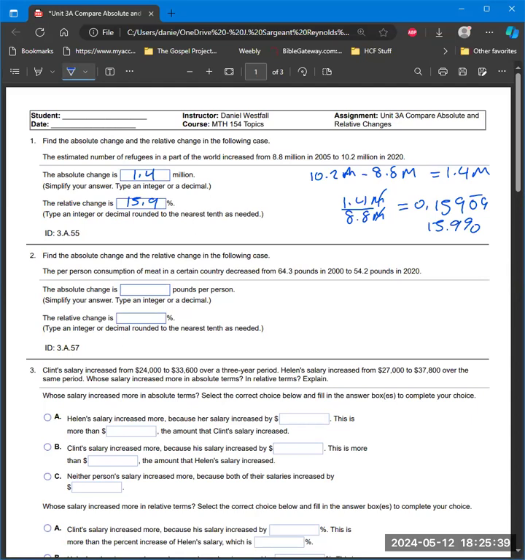All right, let's go ahead and look at the next problem here. Find the absolute change. Person's consumption of meat in a certain country decreased from 64.3 pounds to 54.2. So final minus initial. 54.2 minus 64.3. And we get an absolute change of negative 10.1. That negative 10.1 divided by the reference value of 64.3 gives us a value of negative 15.7%. It's a negative value because it is a decrease.